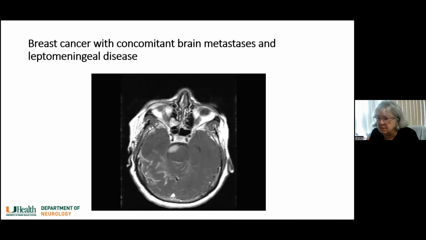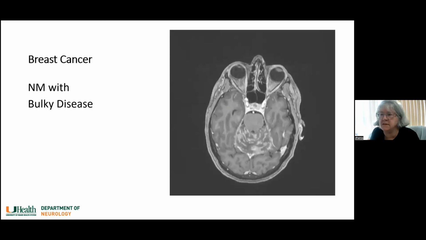For some reason, the breast cancer patients have a propensity to develop posterior fossa disease. And this is a patient that developed a brainstem metastasis as well as leptomeningeal disease. And I think you can see the leptomeningeal enhancement. And this is the bulky disease of the posterior fossa. And probably the posterior fossa is involved sometimes with local leptomeningeal disease, because oftentimes women develop dural metastasis in the posterior fossa, which leads also to leptomeningeal involvement.